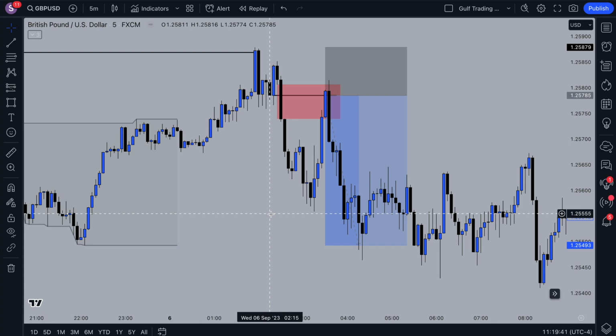But this is the way I interpret Turtle Soup, and this is the way that I use it. Looking for clear sweeps of liquidity and then a PD array to react from.